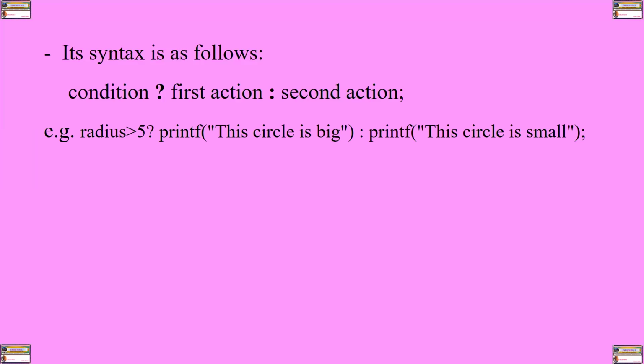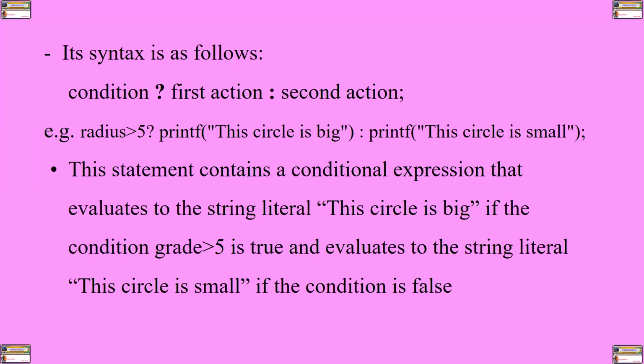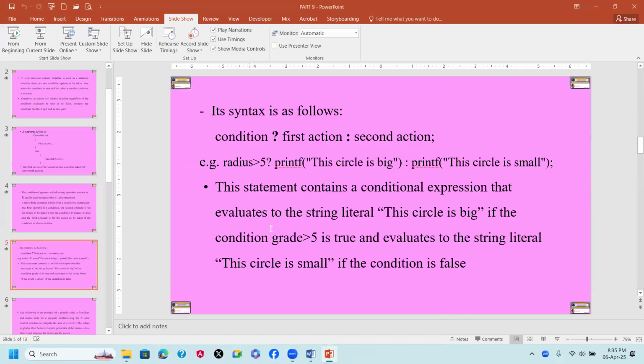And with this one, we avoid the if-else structures. This statement contains a conditional expression that evaluates the string literal this circle is big if the condition grade is more than 5. Now, this is an error. It's not grade is more than 5, but radius is more than 5. So let me correct that.